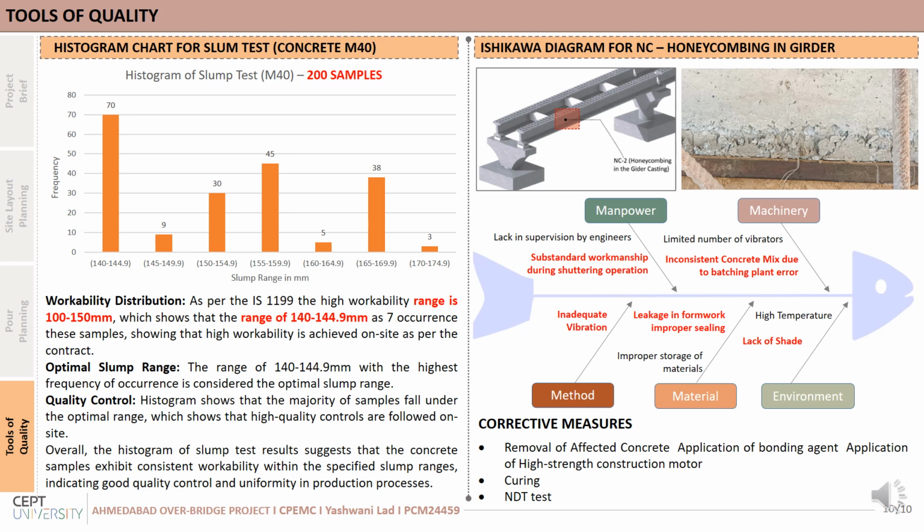Next, we identified non-conformity of honeycombing in a girder and prepared the Ishikawa diagram for identifying the root cause. The major root causes include substandard workmanship, inconsistent concrete mix due to batching plant error, inadequate vibration, leaking in formwork due to improper sealing, and lack of shade. Later, we provided corrective measures, which include removal of the affected concrete area, applying a bonding agent and mortar, and then curing, and final NDT testing is to be done to identify the strength.